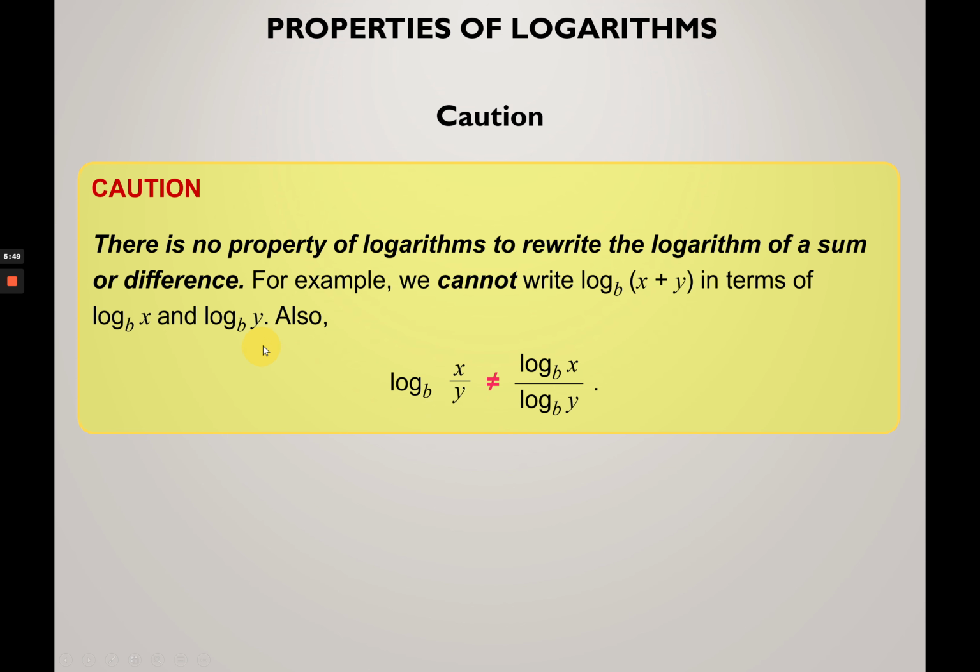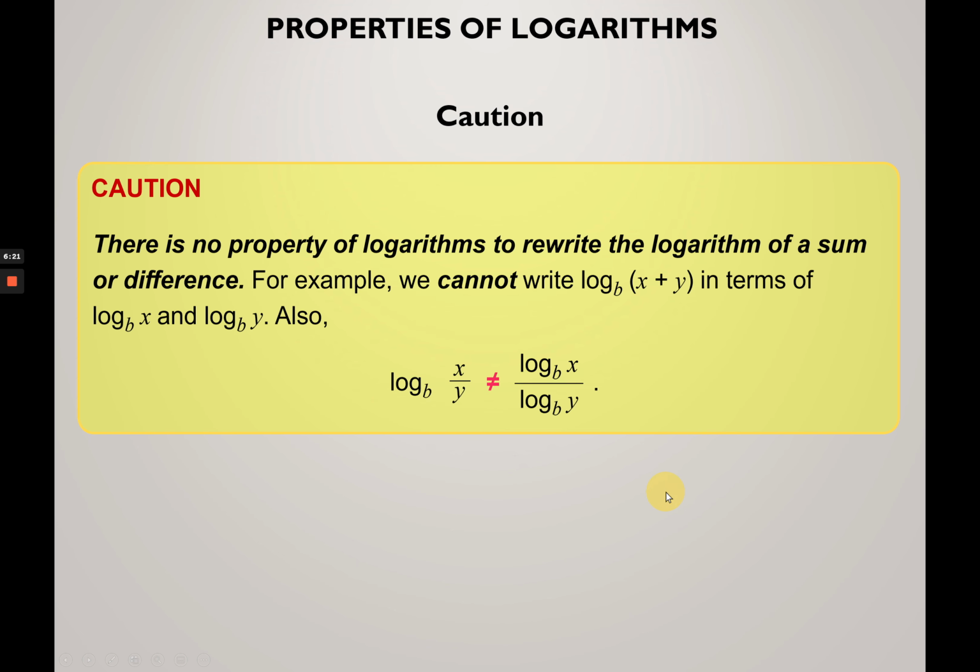Here, you have logarithm base b of x over y. It is not correct to write them as a separate logarithm. Remember, the property says the logarithm base b of x over y is equal to logarithm base b of x minus logarithm base b of y, not division. This is incorrect. There's no way you can simplify this. That's the word of quotient.